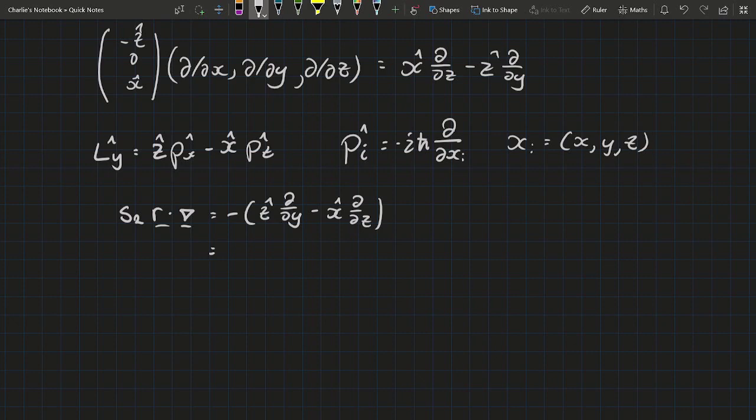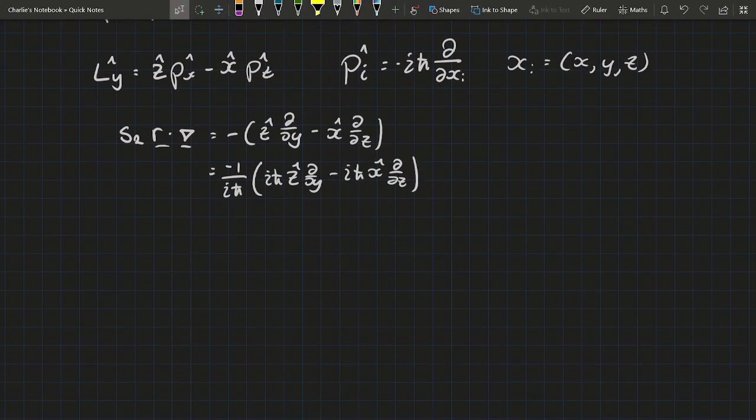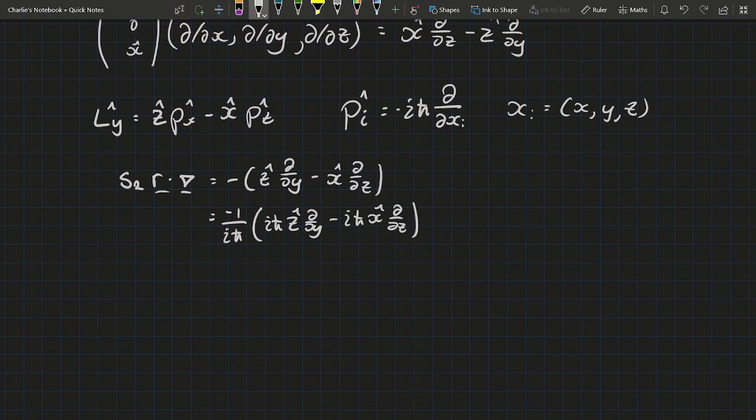If we multiply the inside of the bracket by i h bar and divide by i h bar outside, we would get minus 1 over i h bar z hat d by dy minus i h bar x hat d by dz. And I'm realizing we probably didn't need to do this negative sign in the first instance, because if we multiply through by minus 1, we would get 1 over i h bar Ly hat.